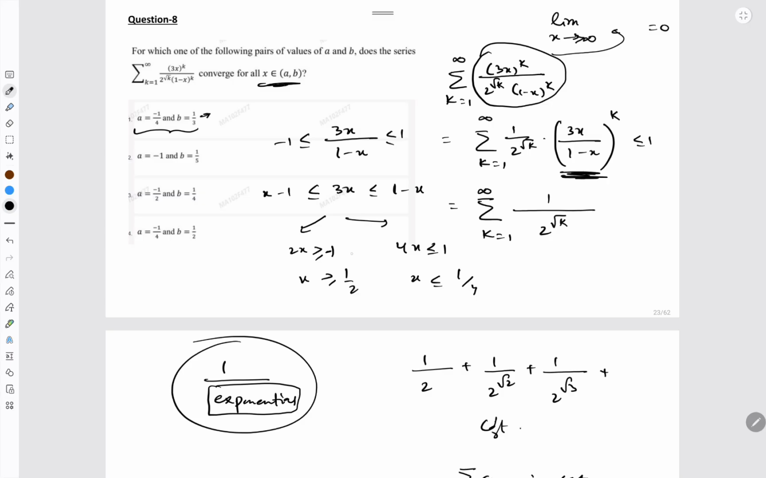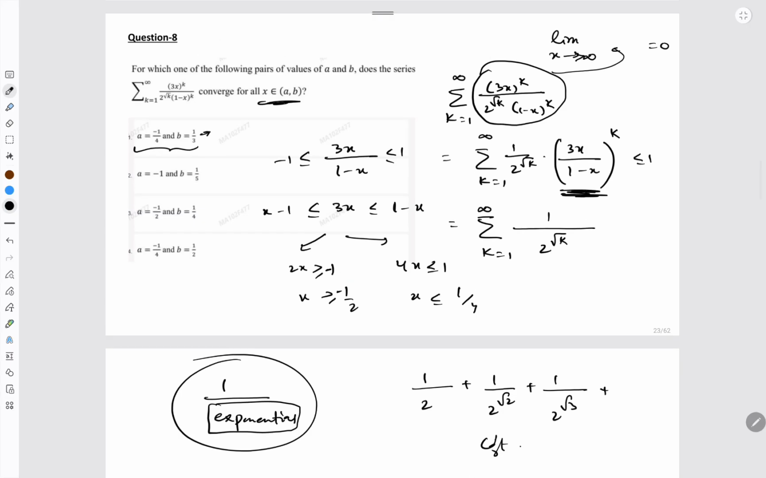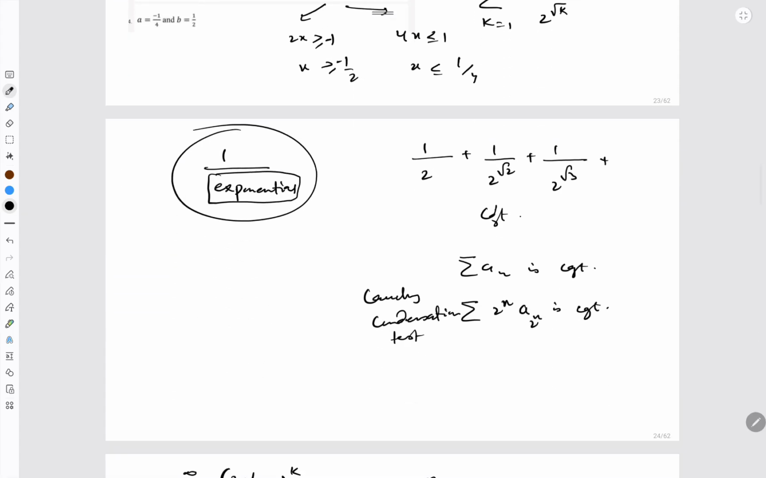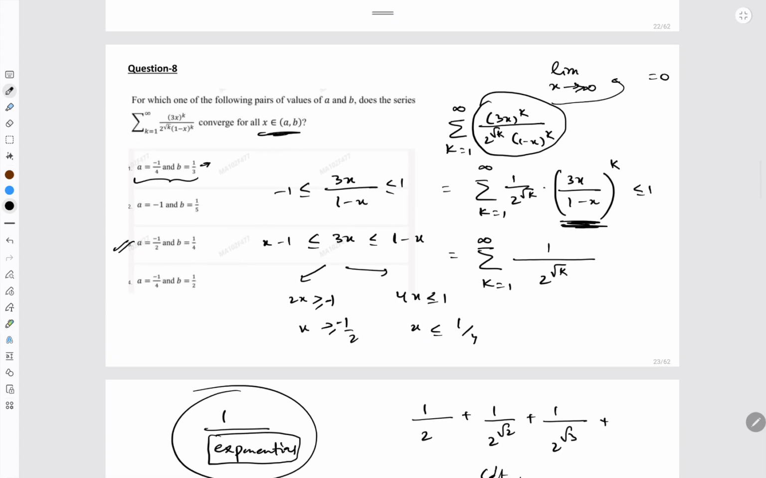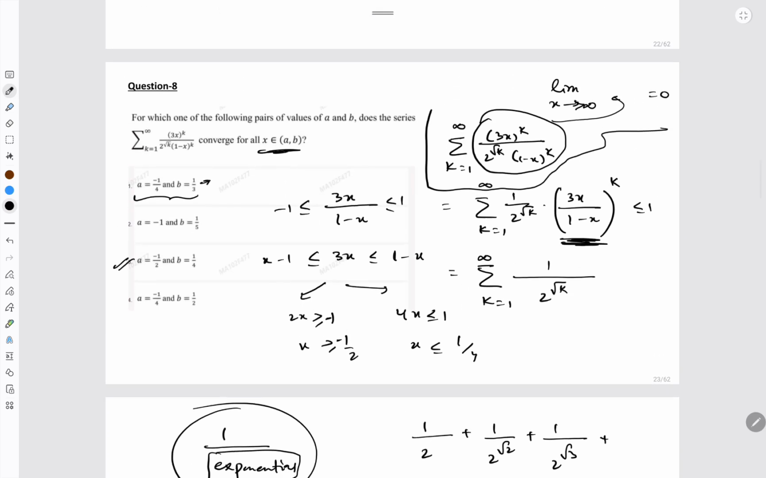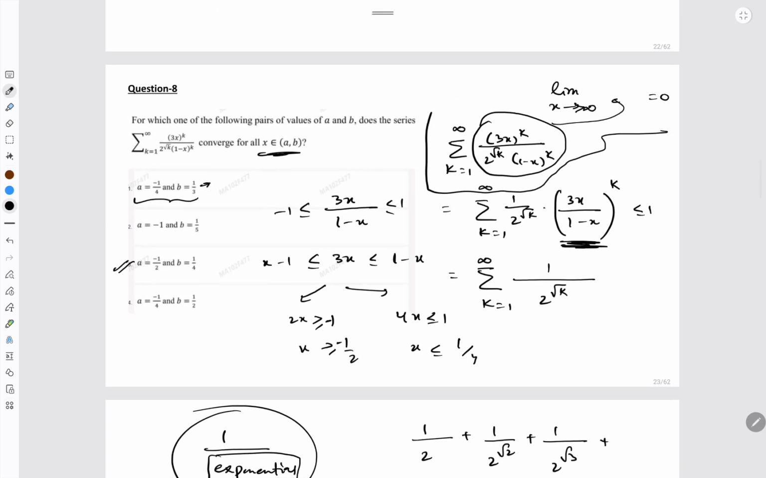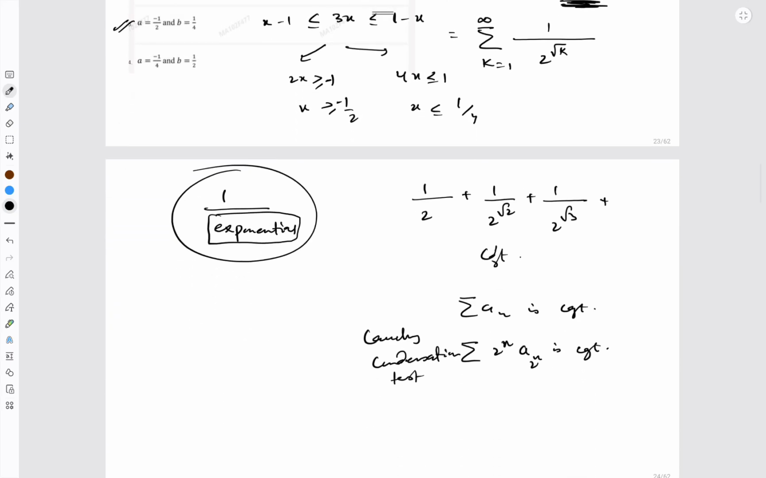It is -1, so -half and 1 by 4. So it is option 3 that is correct directly. So I tried to explain this question intuitively. You can actually solve this question by the approach that I already told you: take the term, equate the limit to 0, and you will find the value of x. But yeah, that is a lengthy process, that is why I solved it intuitively.